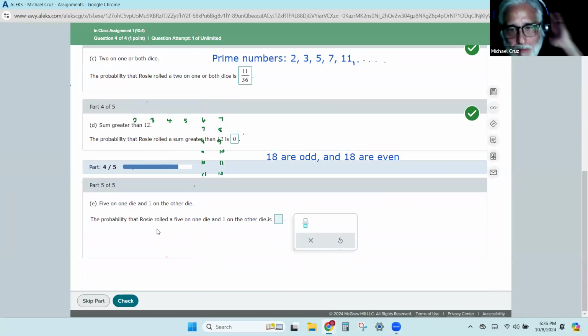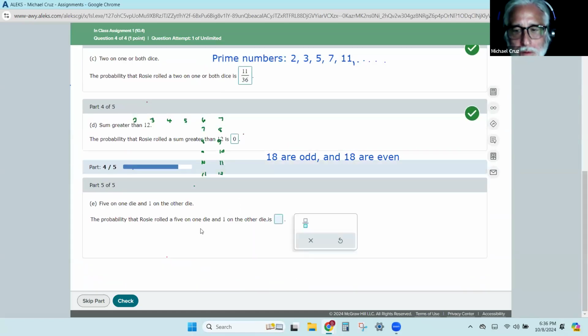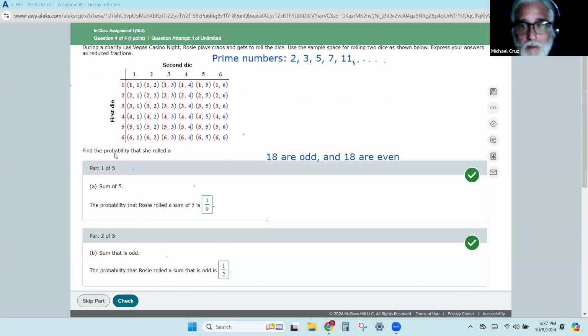And then lastly, the probability that Rosie rolled a 5 on one die and 1 on the other. 5 and 1. So again, this one's not a sum. She said 1 and 5, I believe. All right. So 5 on one and 1 on the other. Well, there's not too many of those, are there? There's 5 on one and 1 on the other, and here's 1 on one and 5 on the other. And that's the only two like that.